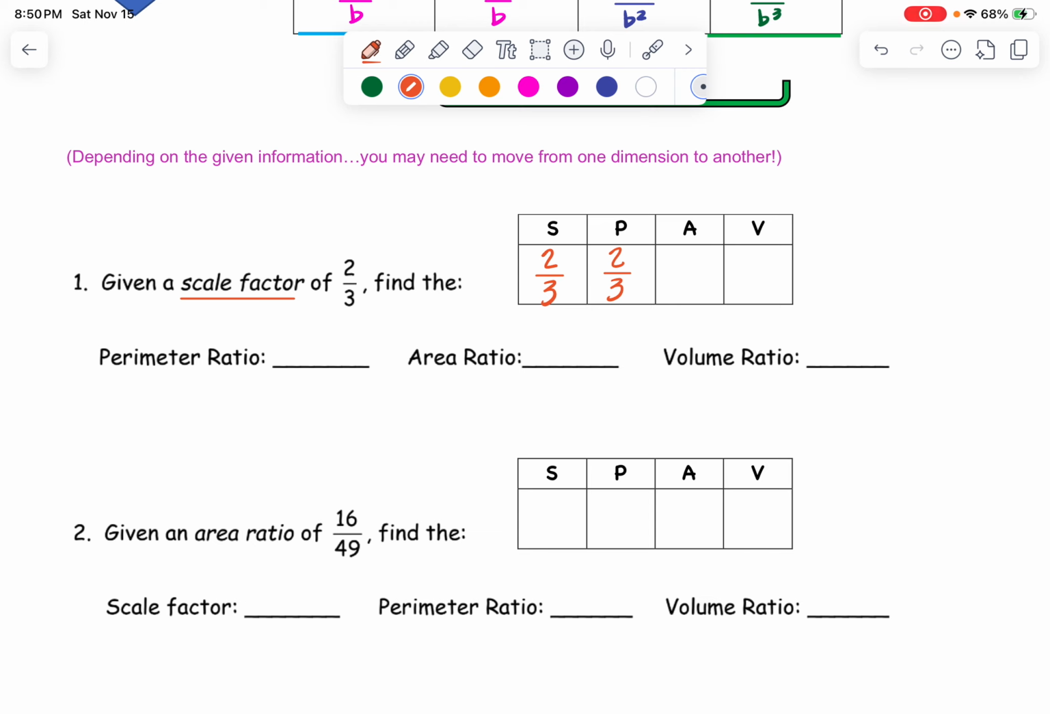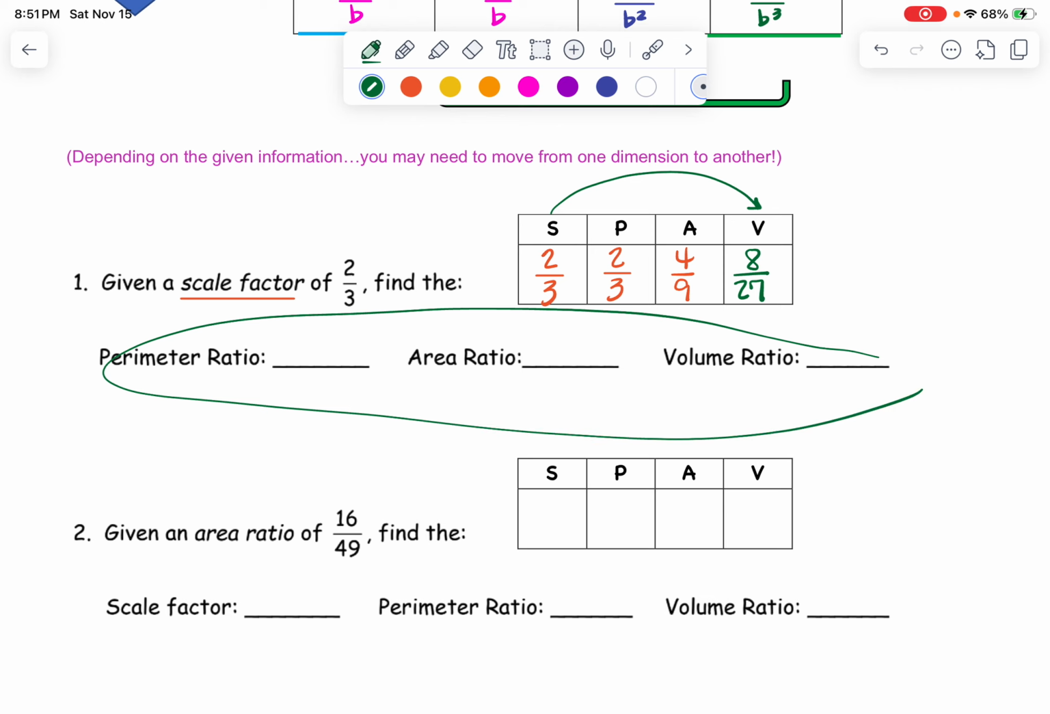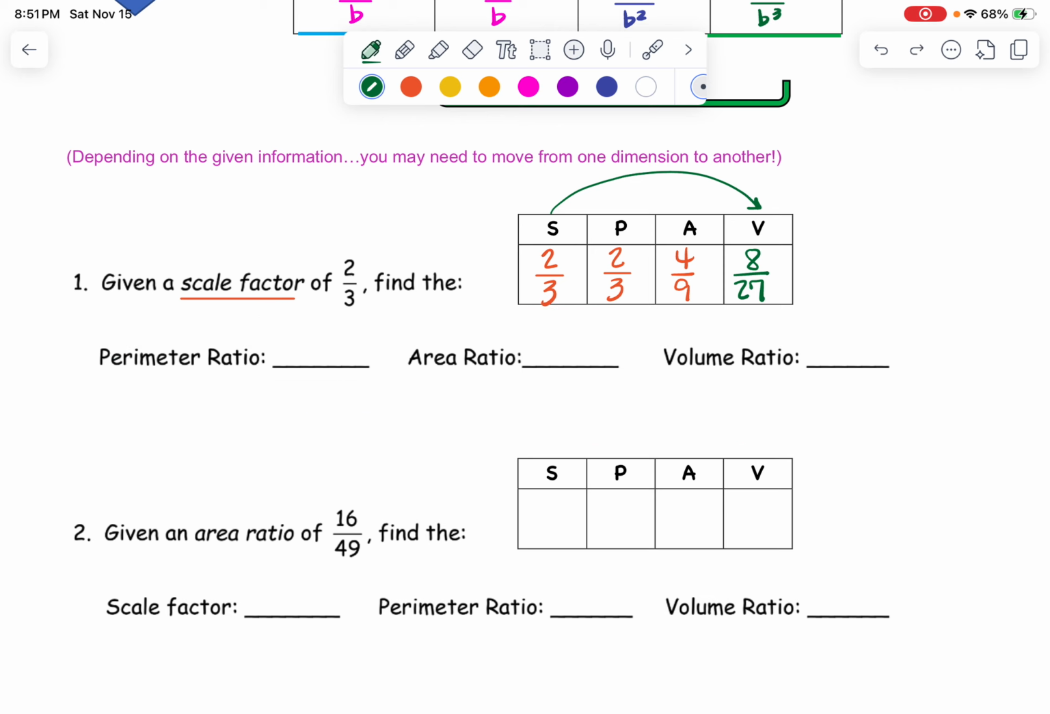Our area ratio would be the square of 2/3, which is 4/9. And then the volume is going to be the cube of the side ratio. Please don't cube the volume, we don't want to be in that high of a dimension. So if I cube 2, I get 8. And if I cube 3, I get 27. And there you go, there's your SPAV chart. If you want to write all those again down in these blanks, you totally can.